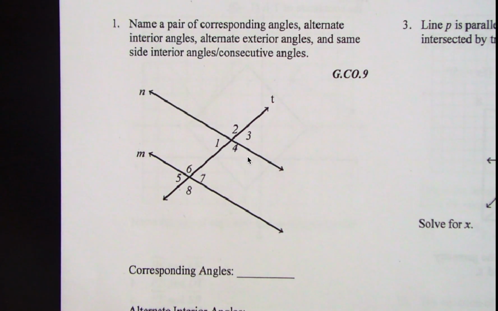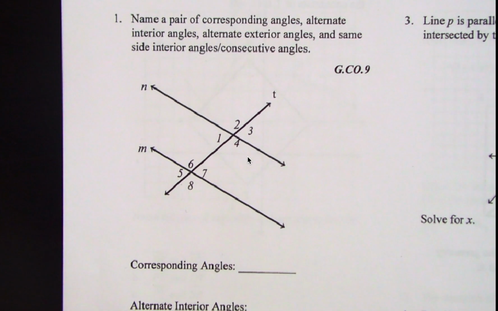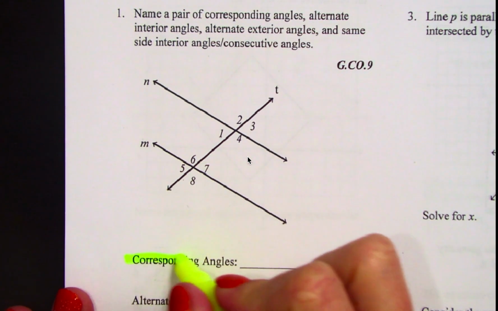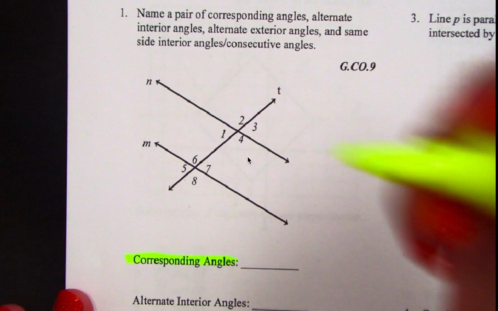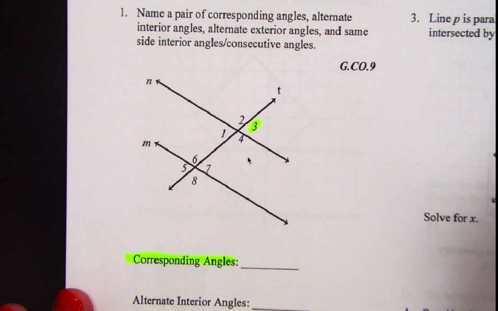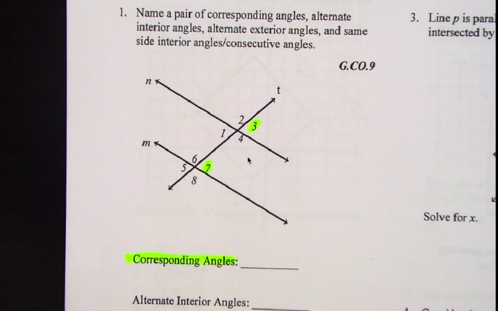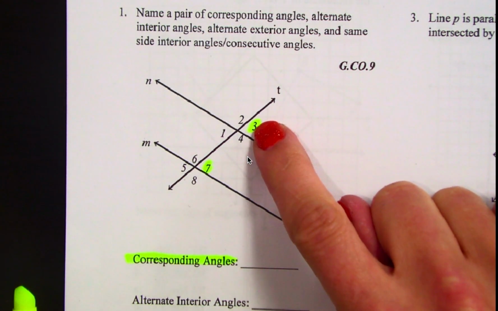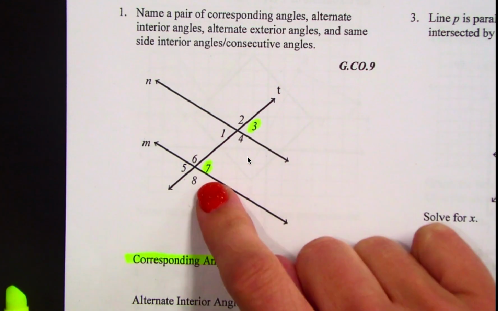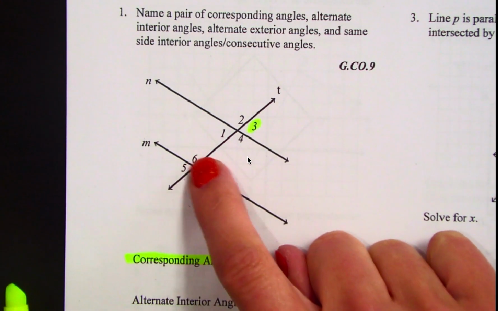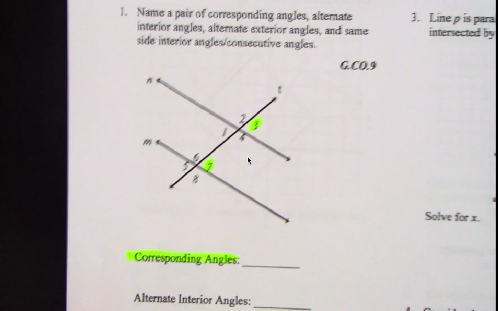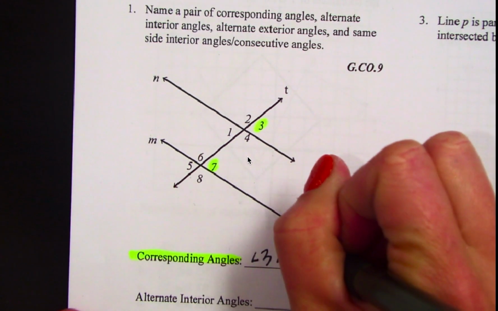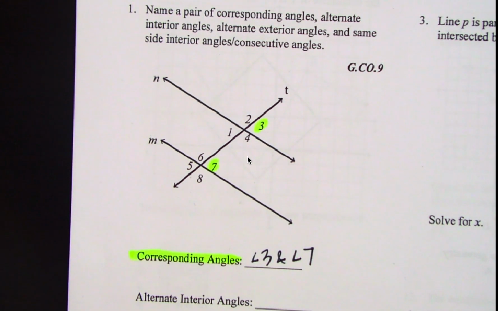One, we're going to start by naming a pair of corresponding angles. So corresponding angles are the angles that correspond with one another. So an example of that would be angle 3 and angle 7, because angle 3 is above the parallel line and to the right of the transversal. Angle 7 is also above the parallel line and to the right of the transversal. So angle 3 and angle 7 would be a pair of corresponding angles.